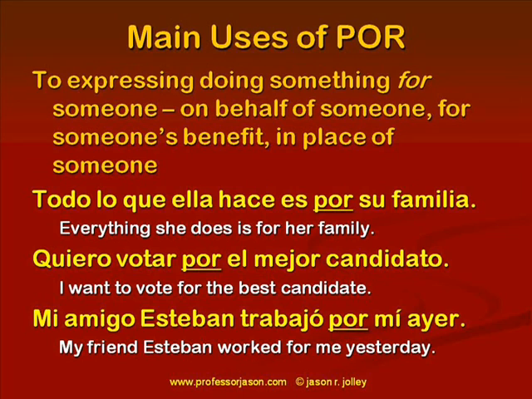Now we also use por to say that somebody did something for another person, in the sense that they did it on behalf of someone else to benefit them, or in the place or stead of another person. So for example, todo lo que ella hace es por su familia. Everything she does is for her family, for the benefit of her family. Quiero votar por el mejor candidato. Mi amigo Esteban trabajó por mí ayer. In other words, he worked in my place. I was sick or I had another commitment. Entonces mi amigo Esteban trabajó por mí ayer. He doesn't work for me. I'm not his employer. He worked instead of me. He took my place that day. Substitution.